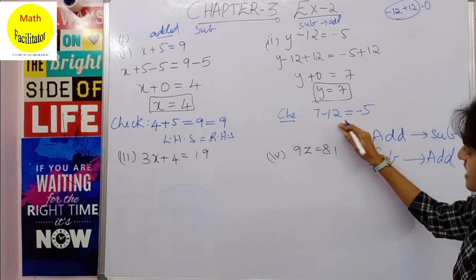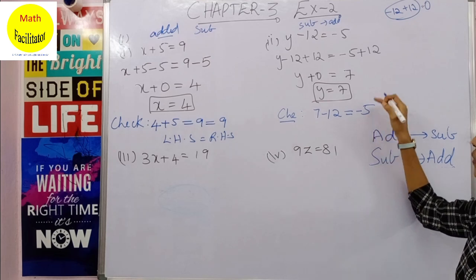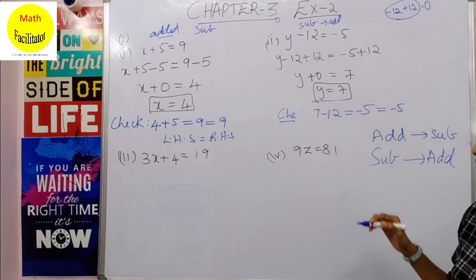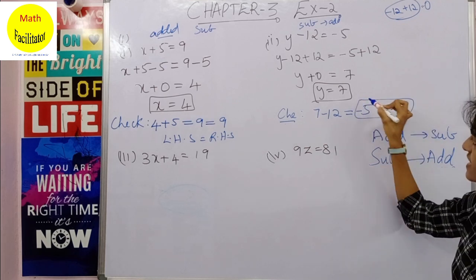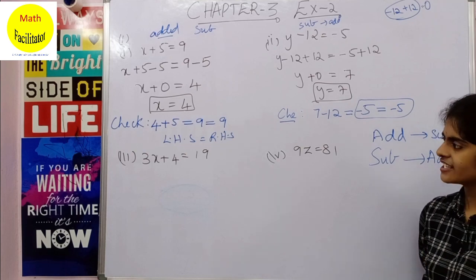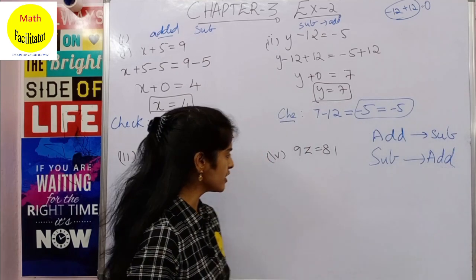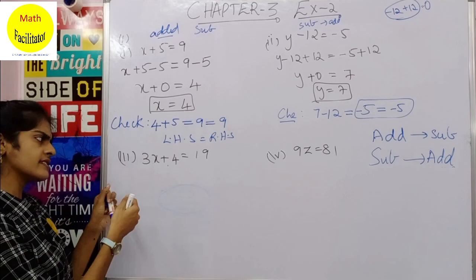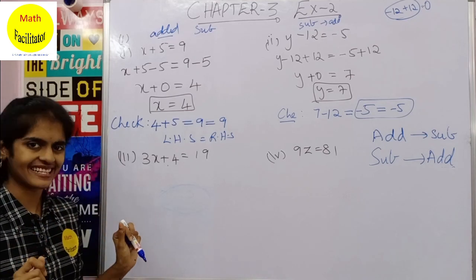So LHS value you got as minus 5. Now what is RHS? RHS is also minus 5. So LHS is equal to RHS. So that means y equal to 7 is correct, right? So moving on to the third bit. Here you have 3 into x plus 4. Now this became a little complicated, right?